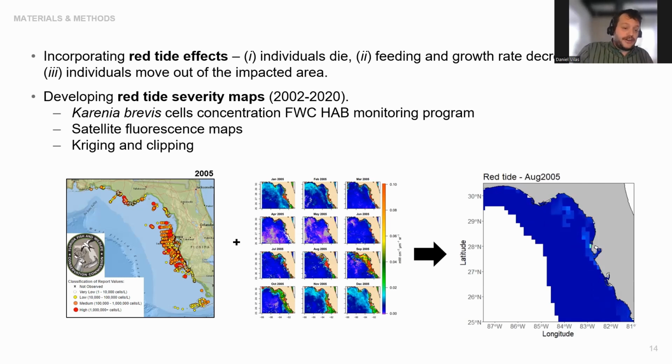And so we ensured that those predictions were not going farther from a bloom that was indicated by this satellite fluorescence map. And finally, we created those maps here on the right side, the red tide severity maps. We have this in 2005 in September, a spike in red tide concentration.